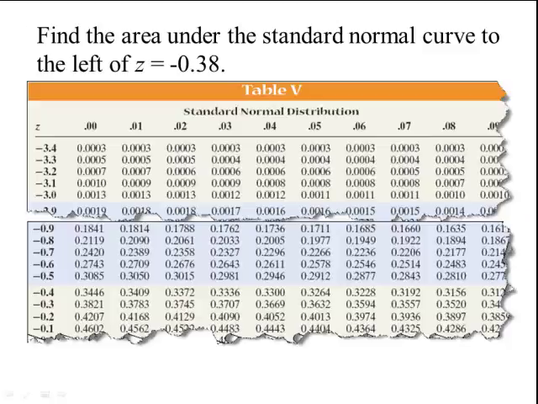So using Table 5, we first go to a negative 0.3.